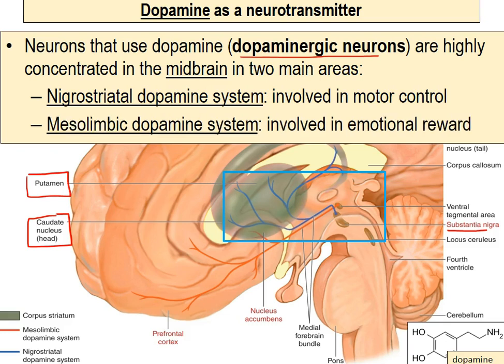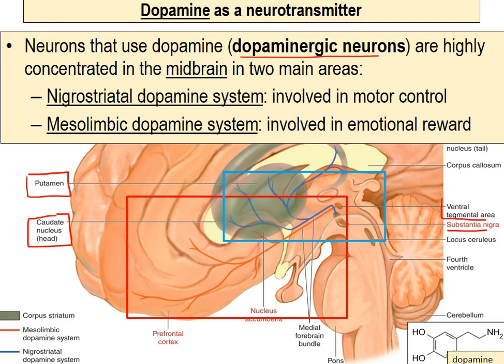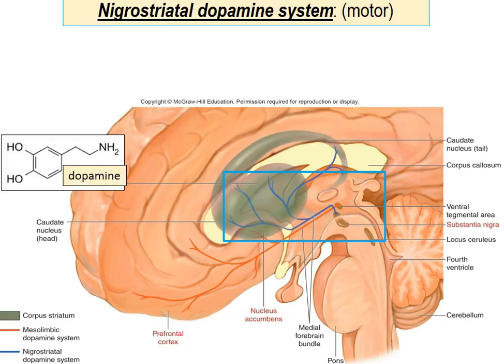And then there is the mesolimbic dopamine system, which I put a red box around, and the axons come from the ventral tegmental area and go to the nucleus accumbens and areas of the prefrontal cortex. The mesolimbic dopamine system is involved in emotional reward. So let's go back and talk about the nigrostriatal dopamine system involved in motor control, and that's shown in the next slide.